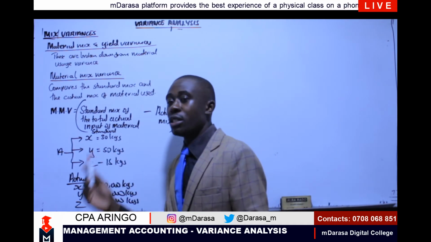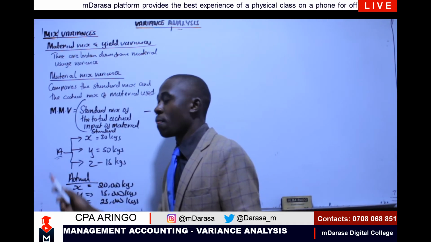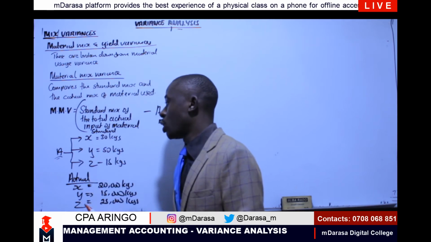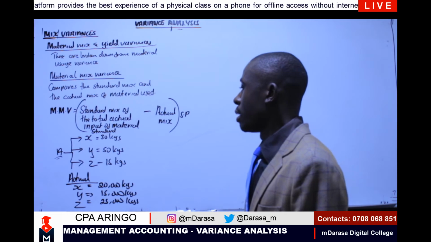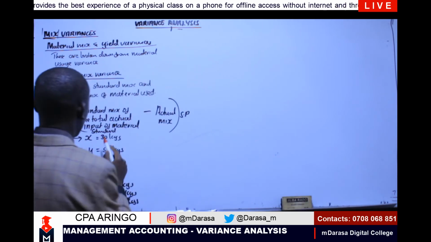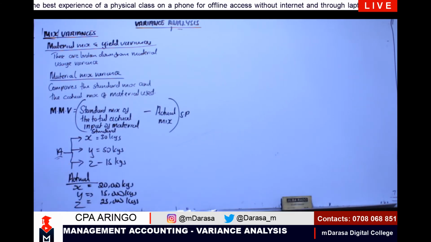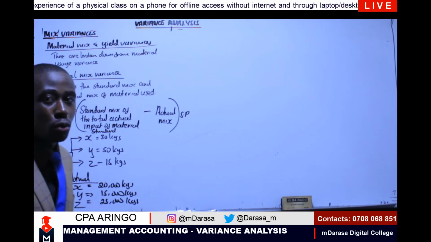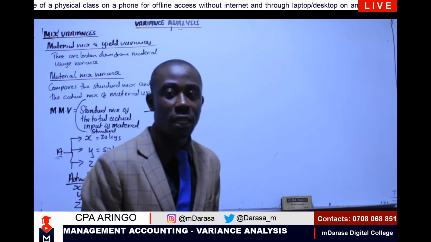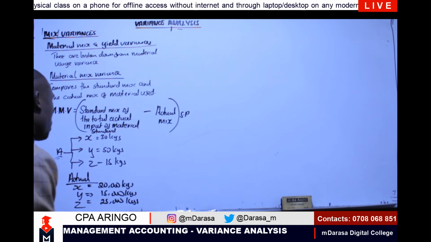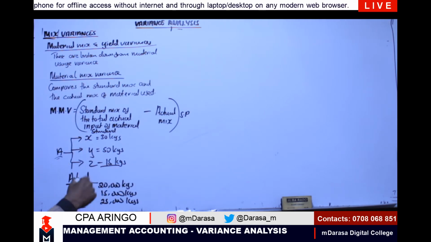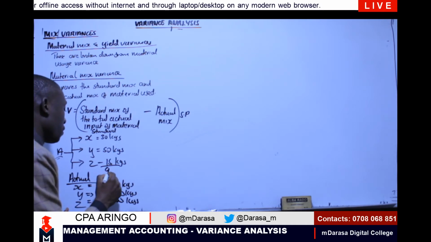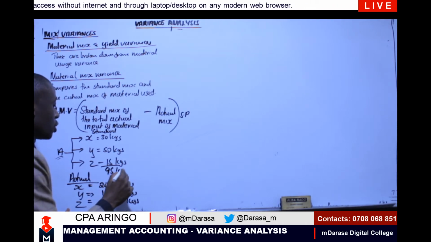Standard: at budgeted in producing material A, we had budgeted to use 30 kgs of X, 50 kgs of Y, and 15 kgs of Z. So I need to determine the proportion of each component to our final product. Can we determine that proportion? Yes, you can. First of all, I'm going to sum here, and in summing it up, I should be talking of 95 kgs.